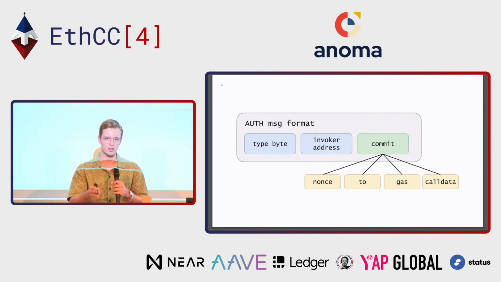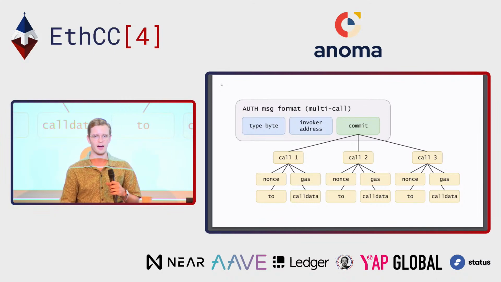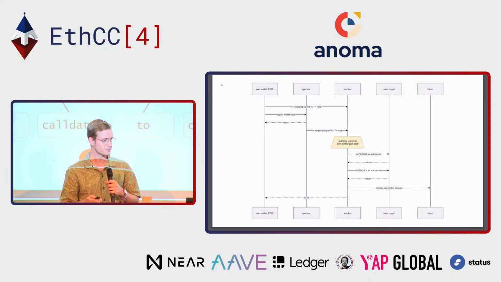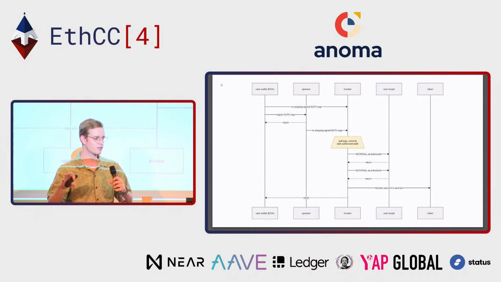And so what might a commit look like? You could have a really simple commit that's modeled similarly from the transaction. It could just be a nonce, a to, a gas, a call data. You can do more complicated things. You can have multi-calls. And so you would call the auth one time, you would recover the address that signed this specific auth message, and then you would just loop through the actions, for each of these calls with auth call, and you would send these out. So that's kind of like the idea for 3074.